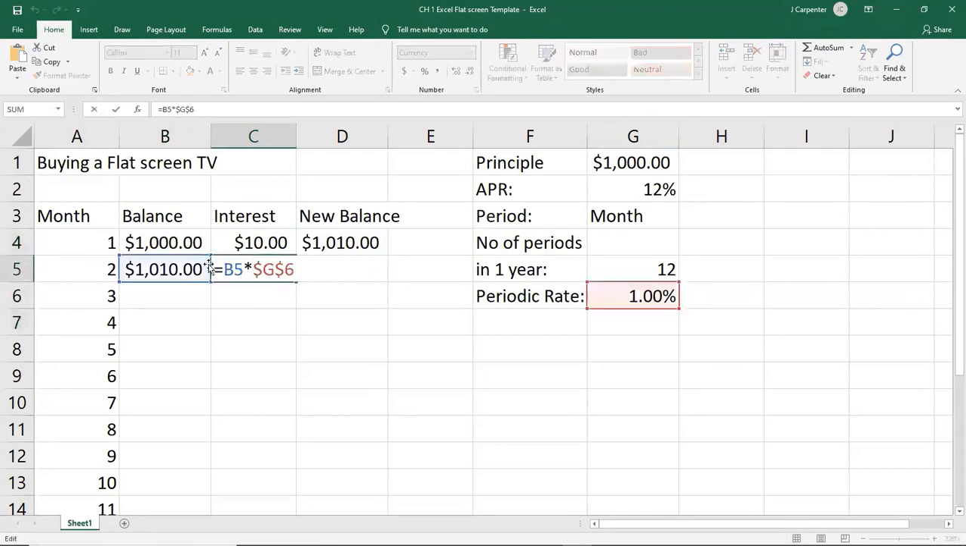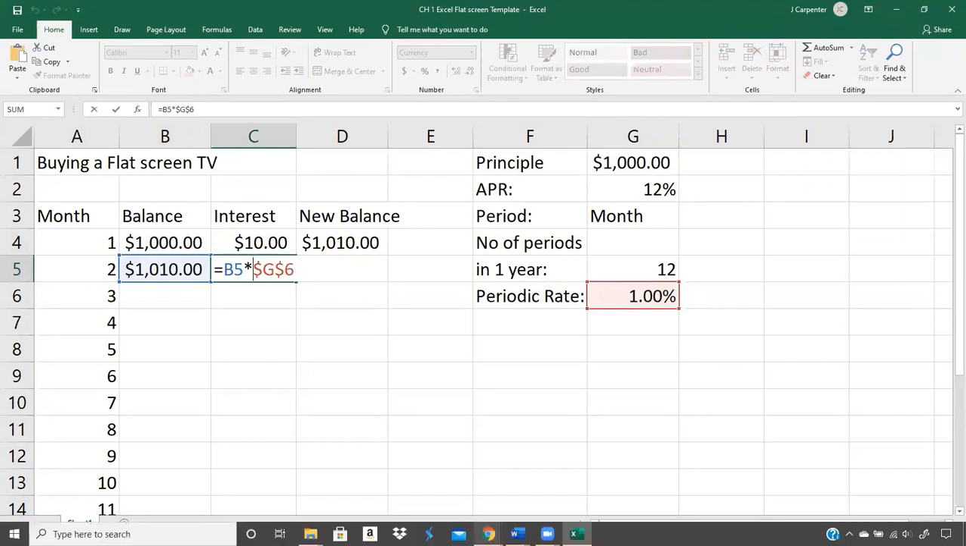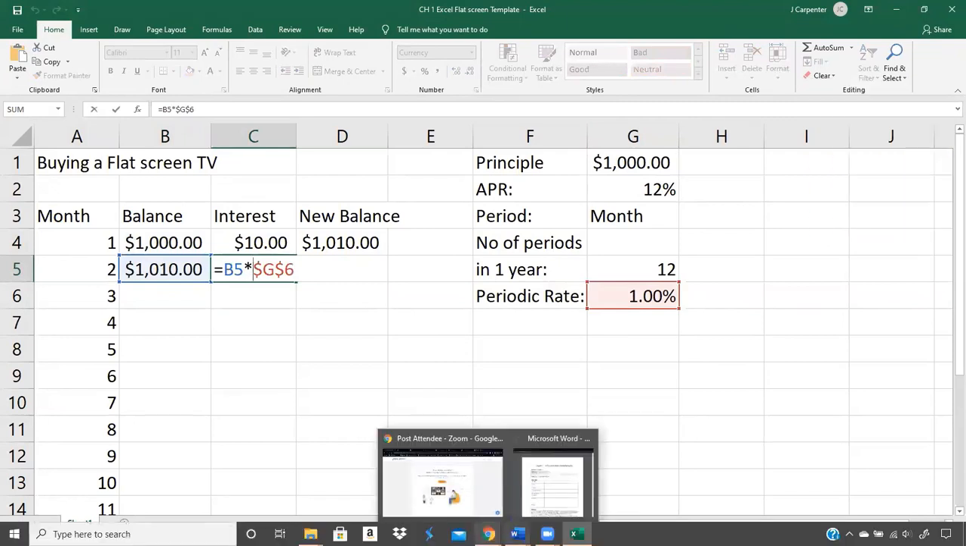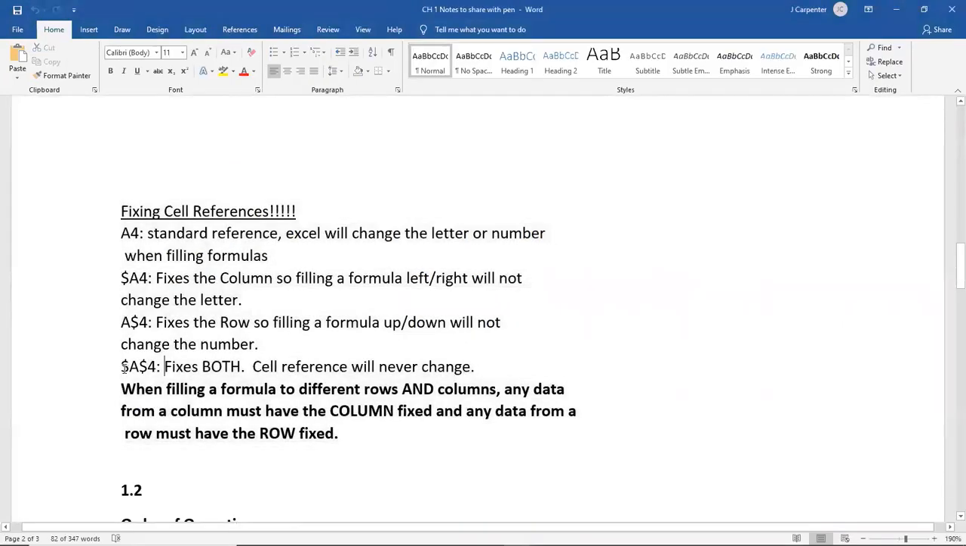And if I double click it, you can see that the blue cell is exactly where it should be, and the red cell is exactly where it should be. The blue one moved down because there's no cash signs, but the red one stayed put because it was completely fixed. So cash signs in front of the letter and the number will fix both of those references.